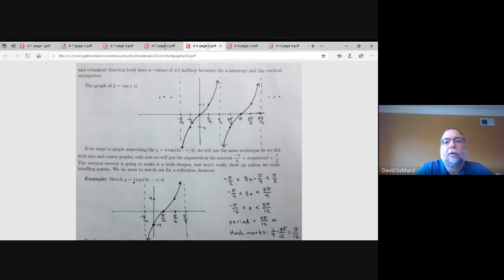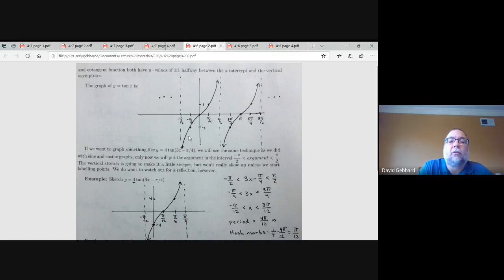So in section 4.6, we want to talk about the tangent, the cotangent, the secant, and the cosecant graphs. For the tangent function, we have vertical asymptotes corresponding to when the cosine, or the denominator of our tangent function, is 0. That's going to be at the odd pi over 2's. So minus pi over 2 to plus pi over 2 is going to form my first complete period.